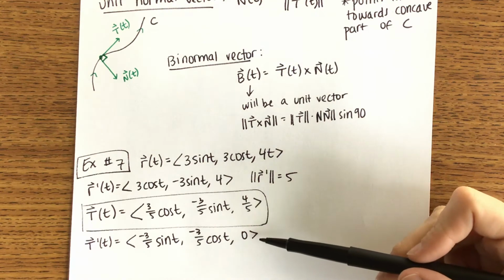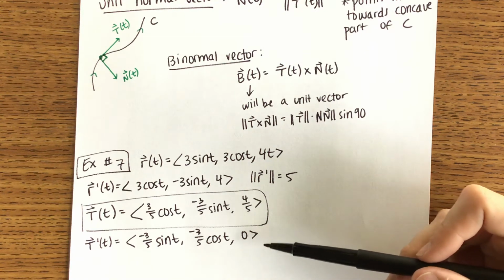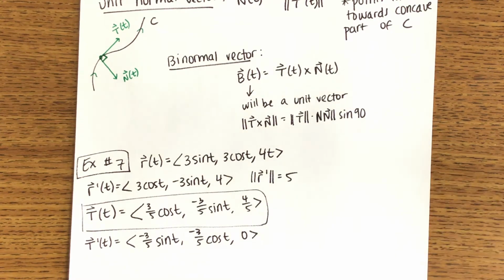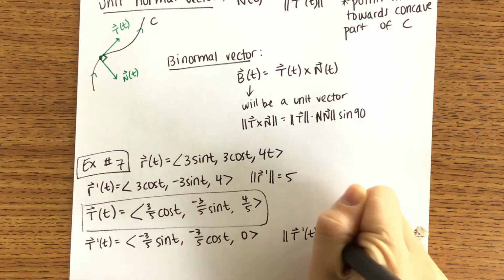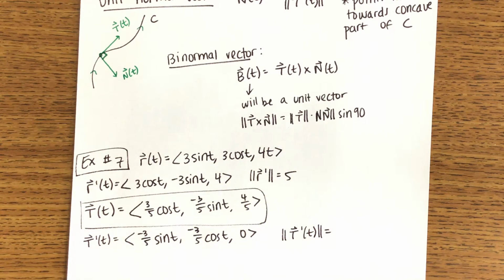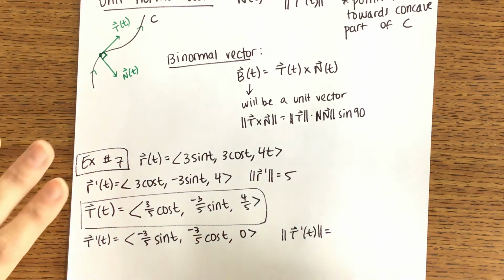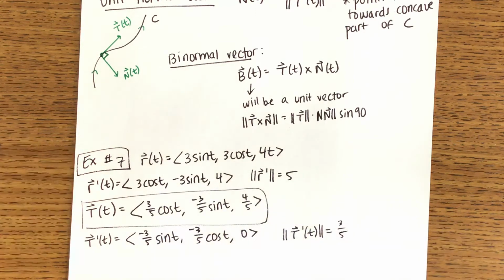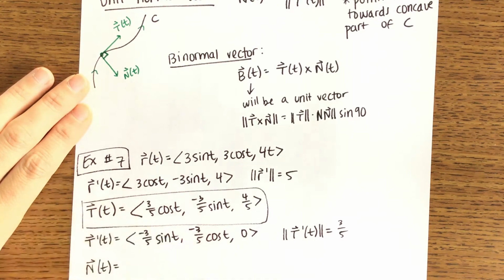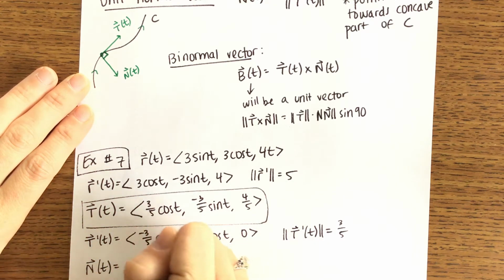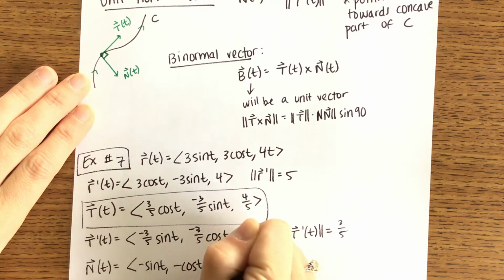Is this a unit vector? No. Can you tell me what the norm is? I know you know how to do the whole work to find it if you had to, but can you tell me by looking at it what it is? Just plain old 3/5. And again, you could square them, add them all up. That's fine. So the unit normal vector then is going to be when I take T prime and divide by its magnitude. So I get negative sine of t, negative cosine of t, and then 0.